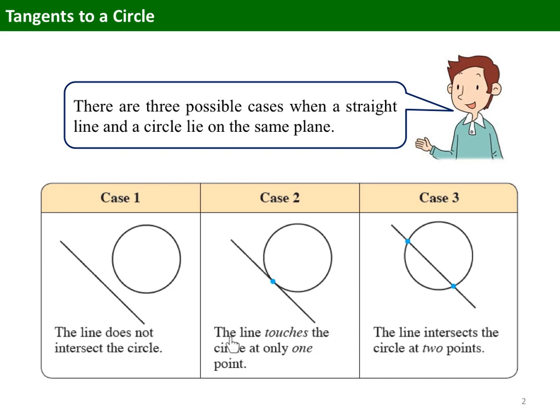Case 2. The line touches the circle at only one point. And touches, this word is very important, which means the number of intersection points is 1, only 1. Case 3. The line intersects the circle at 2 points, which means the number of intersection points is 2.